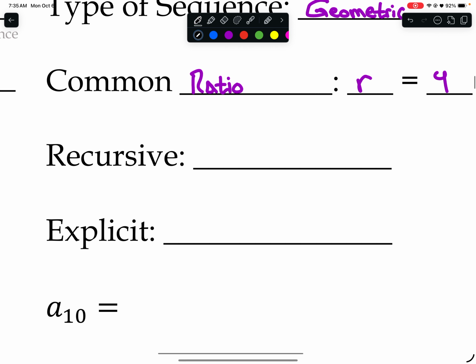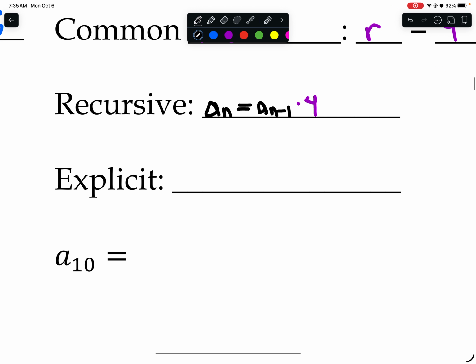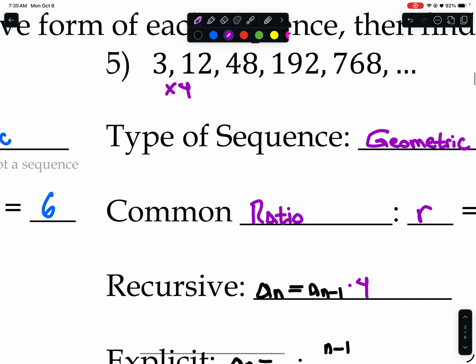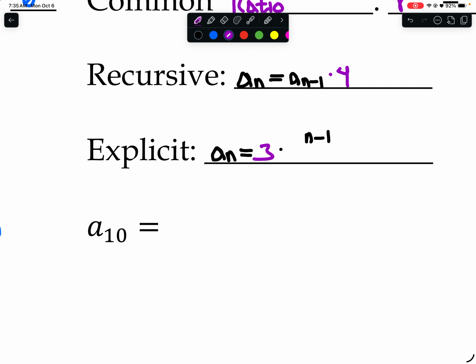So my recursive form, we're going to have a sub n equals a sub n minus 1, and then you're going to multiply by whatever the factor is that we're multiplying by, which is your common ratio. And then your explicit form is going to be a sub n equals a sub 1 times your common ratio raised to the n minus 1. So what you're going to write in is going to be the value of the first term, which in this case is 3, and then my common ratio, which is 4.